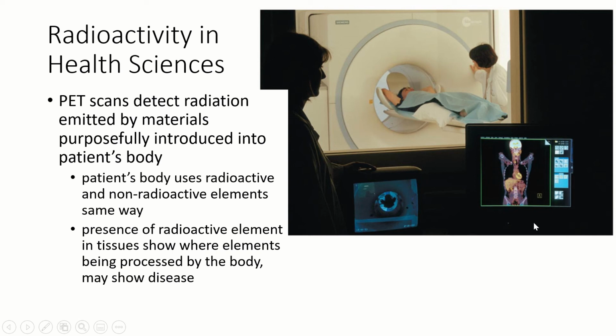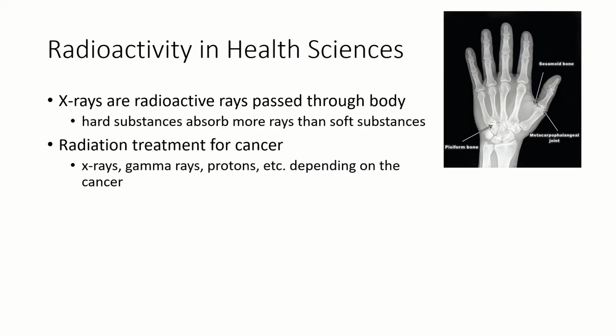And you can actually see if cancer has spread. You can detect the presence of cancerous tumors by seeing excessive sugar uptake in a PET scan. Okay, so that's one way that radioactivity can be used.